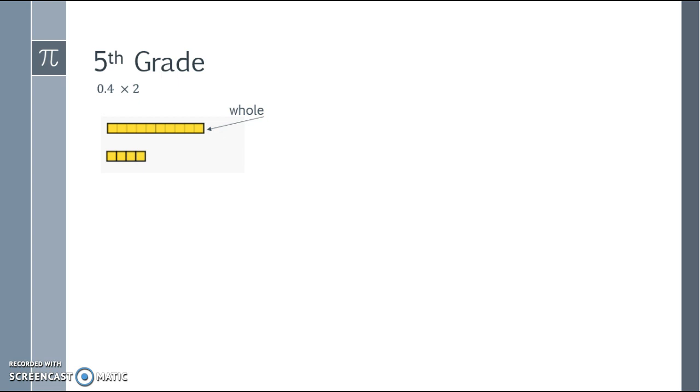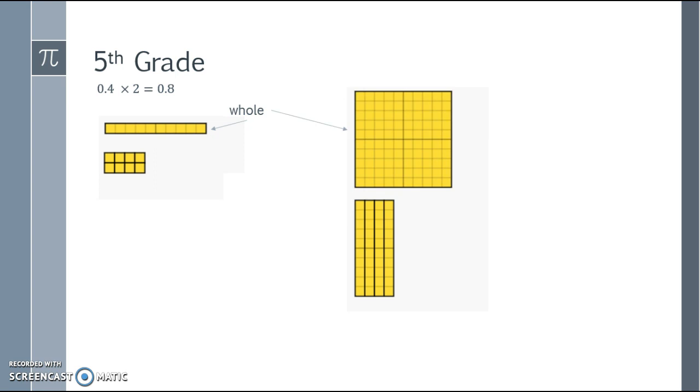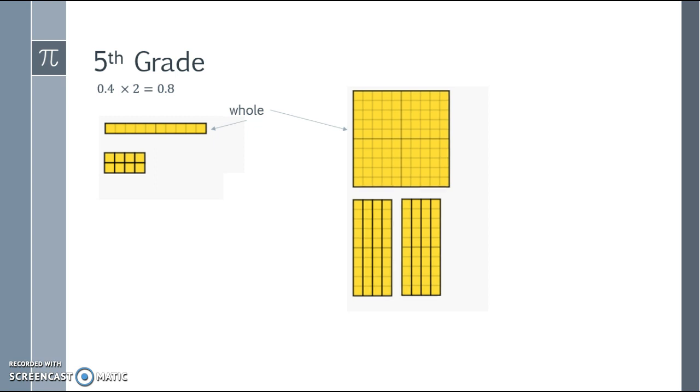So let's say the rod is our whole. That would mean that 4 units would give us 4/10, and I want 2 copies of that. So there's 1 copy and 2 copies. So then all together, I see that we have 8/10. Similarly, let's say I use the flat as my whole. That would mean that 4 rods would be 4/10, and if I want 2 copies, we would also receive 8/10. So you have to be specific on what you want your whole to be.